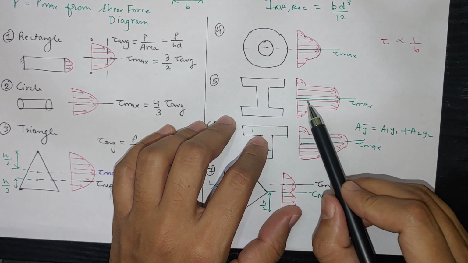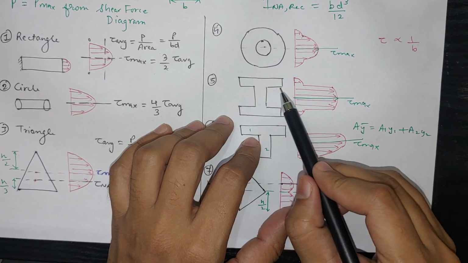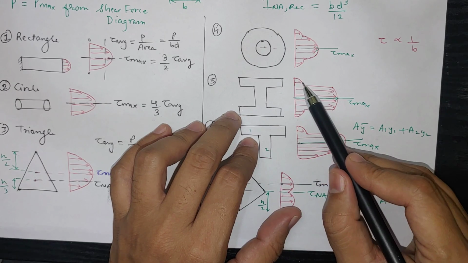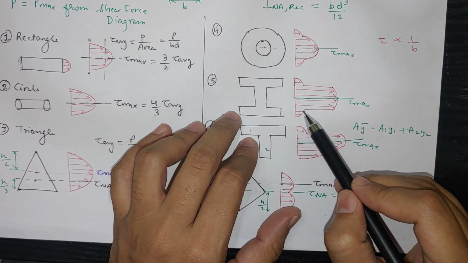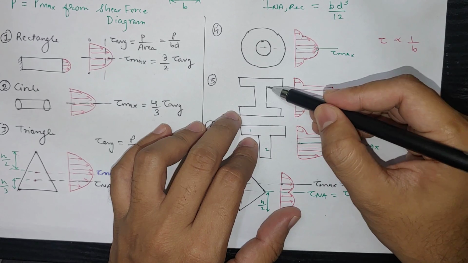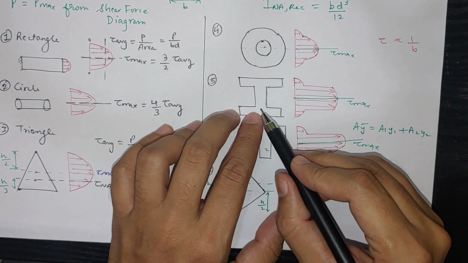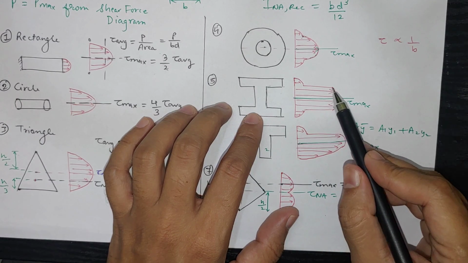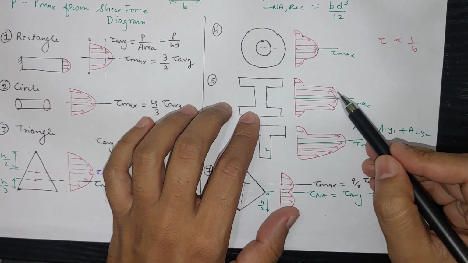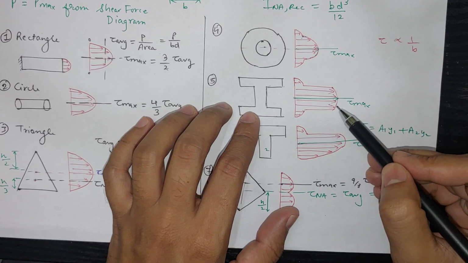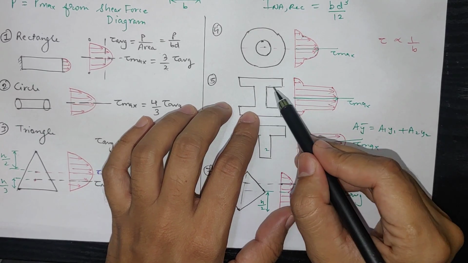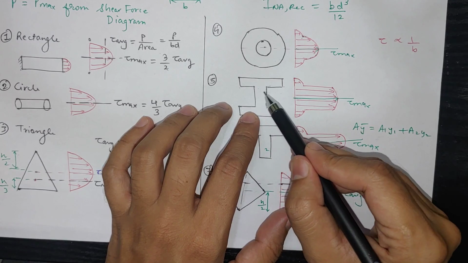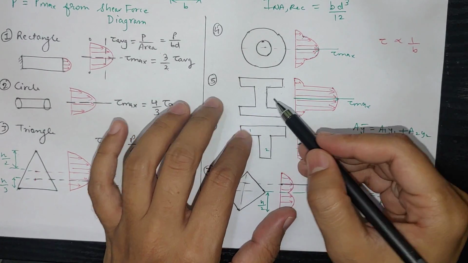For I section, if you see, this particular flange has a much bigger width, so there is a small shear stress, but there is a sudden change from here to the web area, so shear stress directly has a jump in the value, and it will be much higher, and then there will be a maximum value at the center, and it will increase till the center in this manner. But this jump is because from this particular width at the flange end we are moving towards the smaller width of the web.